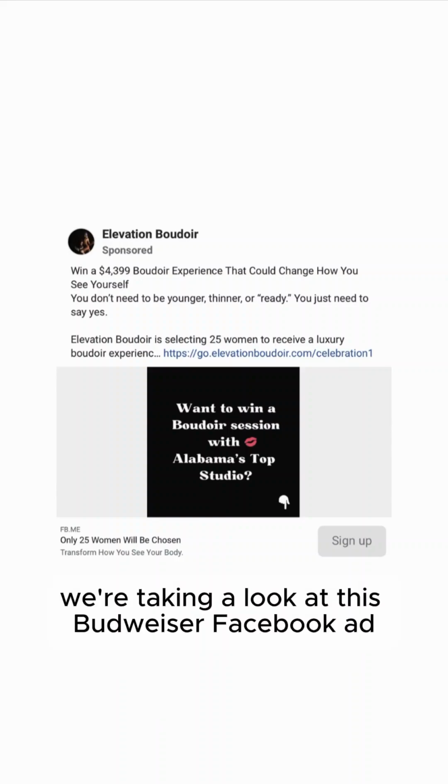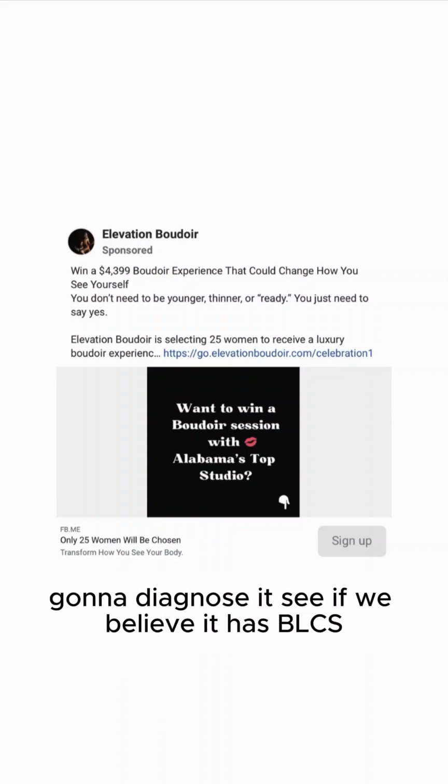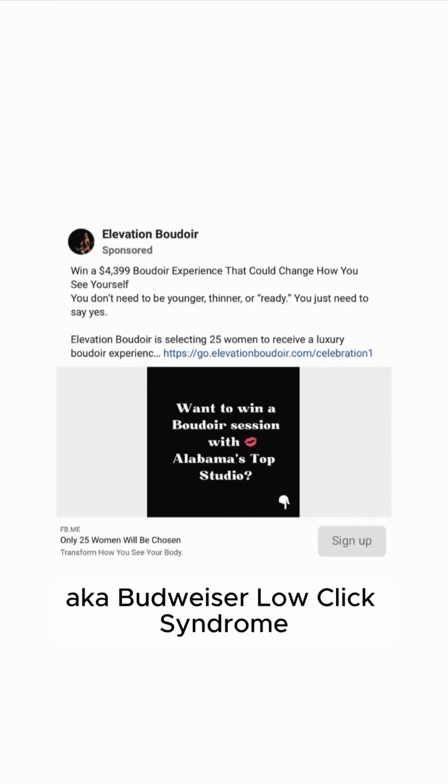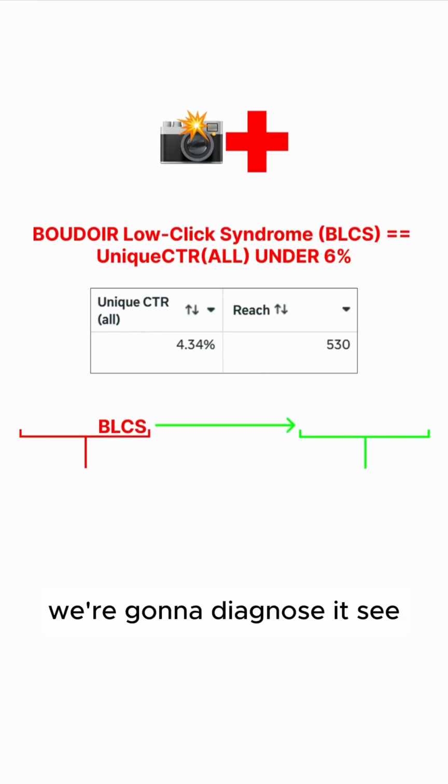All right, we're taking a look at this Boudoir Facebook ad. Going to diagnose it, see if we believe it has BLCS, aka Boudoir low click syndrome. We're going to diagnose it, see what our thoughts are.